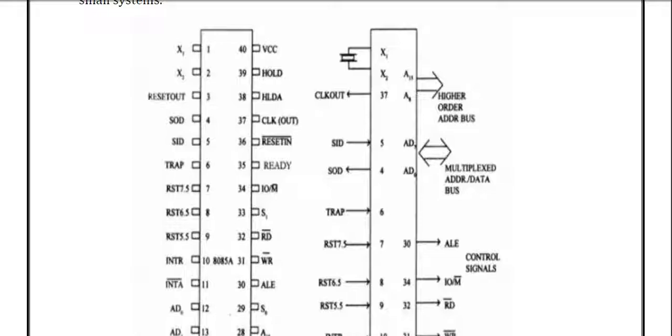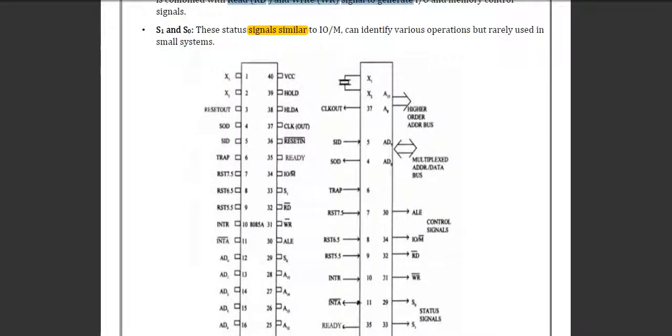Then they got the VCC or the victory on the 40 number port. This is the easy sequence to remember the 40 ports of 8085. You can take a snap of this diagram.